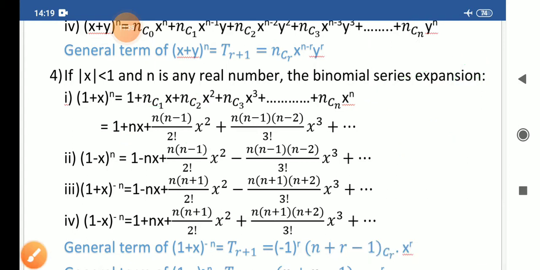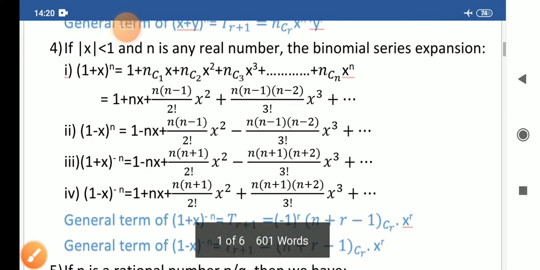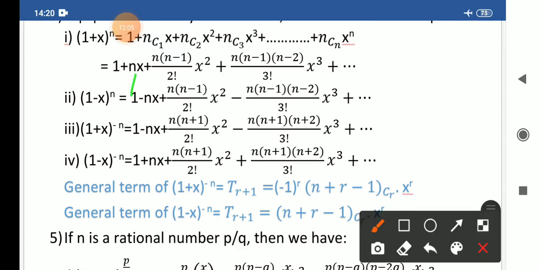You remember this. If we put x is equal to minus 1, so 1 plus nx, with x replaced by minus x, means 1 minus nx. Here minus x whole square is x square. Here minus x whole cube is minus x cube, like that. So the signs of the terms are plus, minus, next plus, next minus, like that.